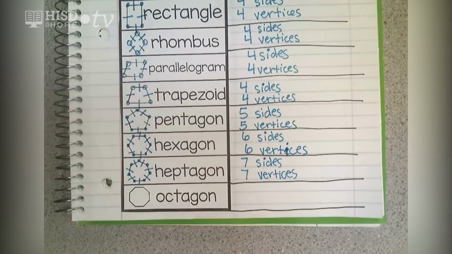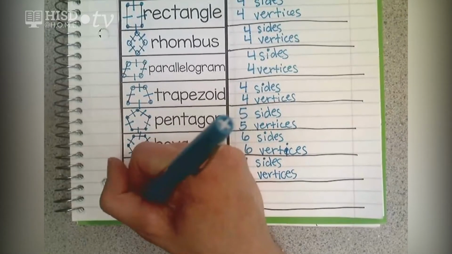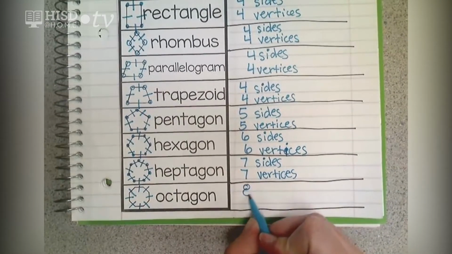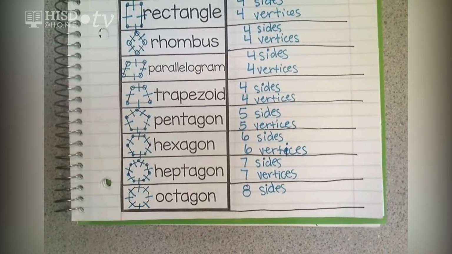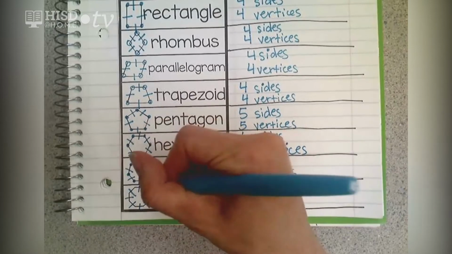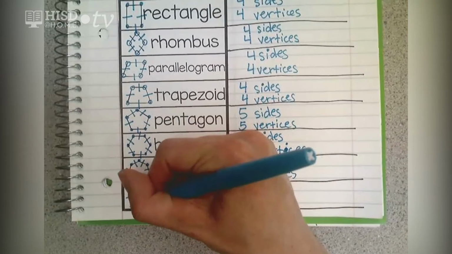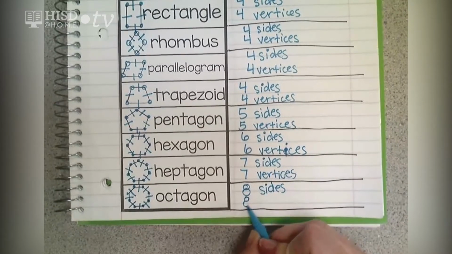And our last one out of this chart, an octagon. 1, 2, 3, 4, 5, 6, 7, 8 sides. And let's count how many vertices. I'm sure we can all figure it out by now by seeing the pattern, but let's still count to be safe. 1, 2, 3, 4, 5, 6, 7, 8 vertices.